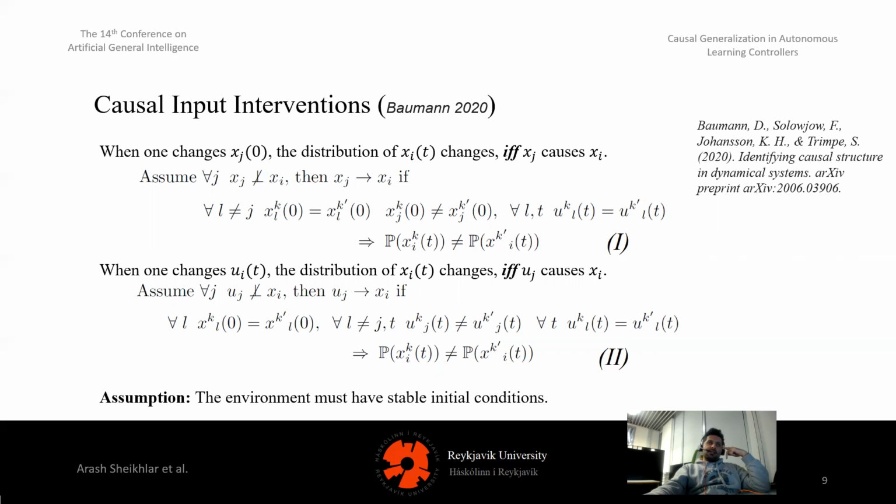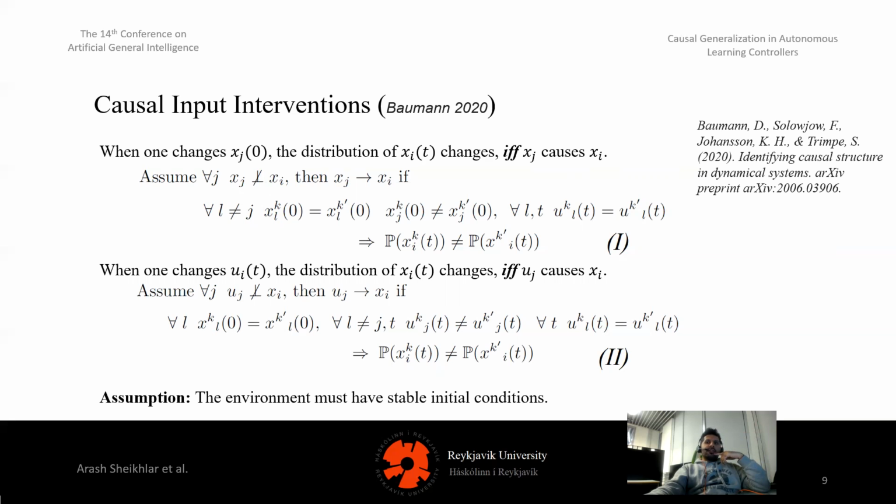If I want to say it in simple words, when you change the initial condition of an observable, the distribution of another observable changes if and only if there exists a causal relationship between those two observables.